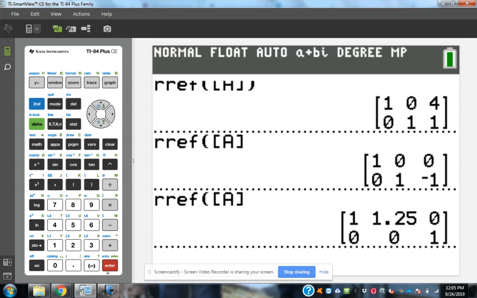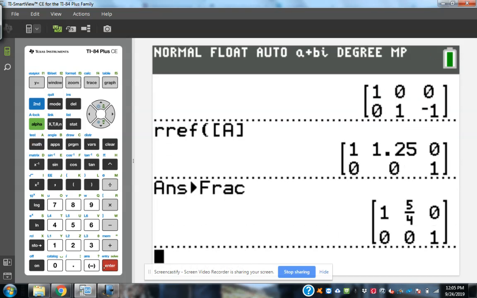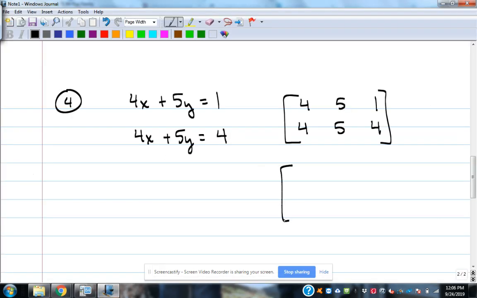How do you get the calculator to turn a decimal back into a fraction? Math, enter, enter. That will, within the matrix, change your decimal answers to fractions, which is good. Might need that later on. But here's what we got: 1, 5 over 4, 0, and 0, 0, 1. That doesn't really give me an ordered pair, does it?